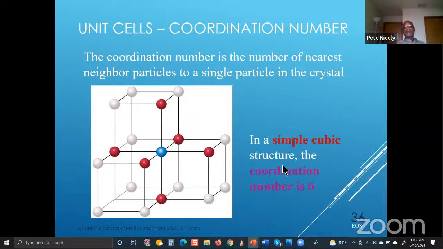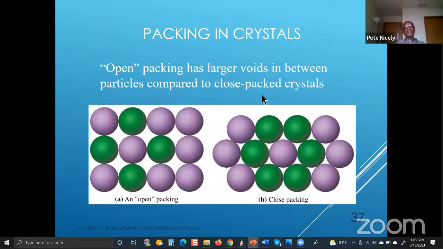And that is the case for a simple cubic structure, which is what is represented here. So that's basically what the coordination number is. It's the number of nearest neighbors to one particular atom in that arrangement. Now, when it comes to crystals, you can have different types of packing arrangements.